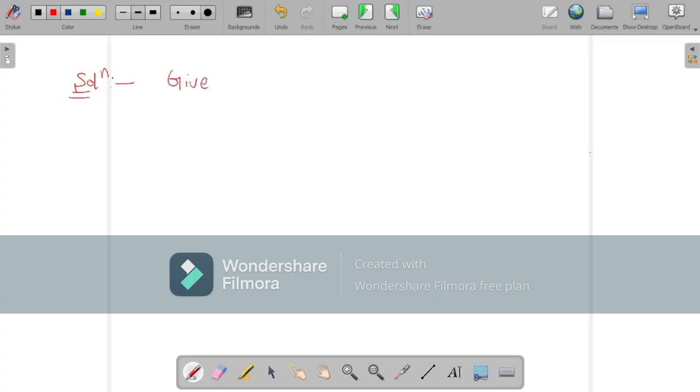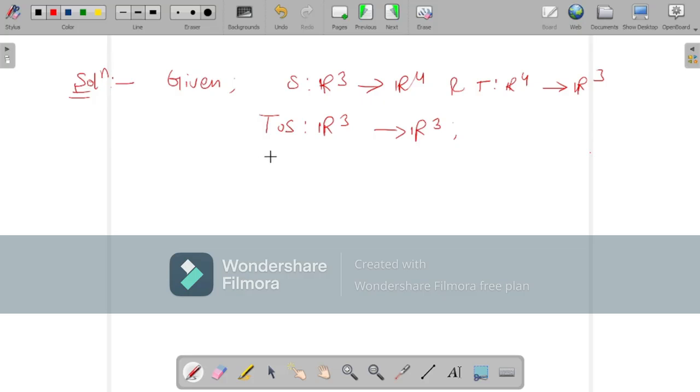First of all, what is given to us? S is a linear transformation from R cube to R4 and T is a linear transformation from R4 to R cube. It is given that T composition S is a linear transformation from R cube to R cube such that this T composition S is the identity transformation.